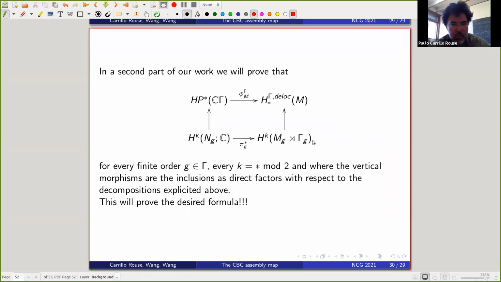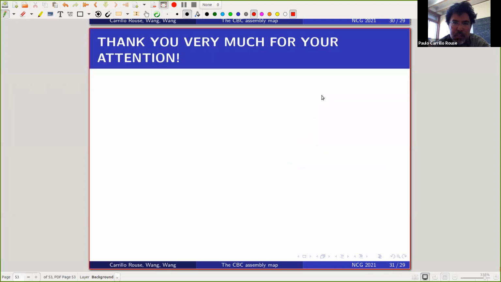But I think I won't have time to tell you how to do it. Essentially, it is to really deform every step of the construction of this kind of maps, so to bring this pullback to the deformation groupoids, and then this will give the desired formula. So I think I can stop here, and thank you very much for your attention.